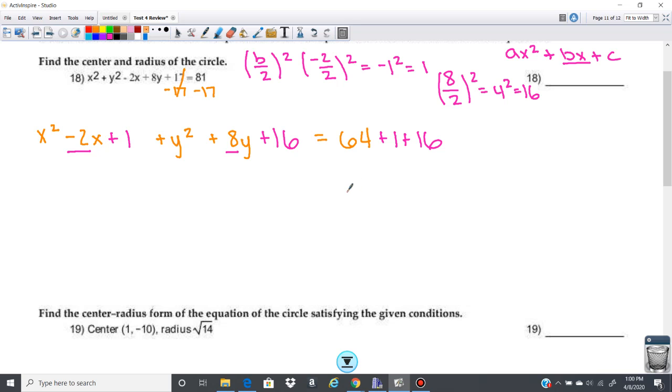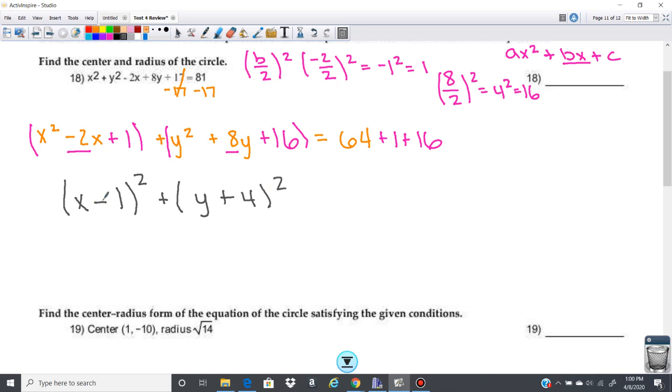Then I'm going to go to my next step, which is to factor. So I look at x squared minus 2x plus 1 and y squared plus 8y plus 16. If I factor them, x squared minus 2x plus 1 multiplies to 1, adds to -2. That's going to be x minus 1, x minus 1. So I'm going to write that as x minus 1 squared. Then y squared plus 8y plus 16 multiplies to 16, adds to 8. That's going to be y plus 4 squared.